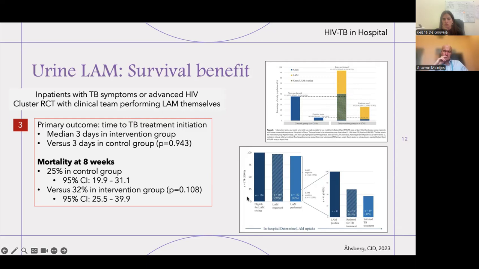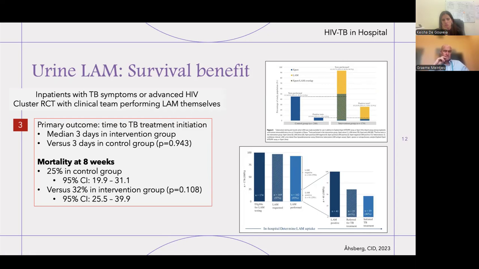So they tried unpacking this a bit more. And when you come to who was eligible for LAM, there was a drop-off when this was performed in routine care with regards to who actually had the LAM performed. Of those, there were, of course, a subset that were LAM positive, and only 46% of the positives got initiated on TB treatment. So there's some sort of disconnect happening in this particular trial with regards to actually accessing this test and the resulting treatment initiation that goes with it.